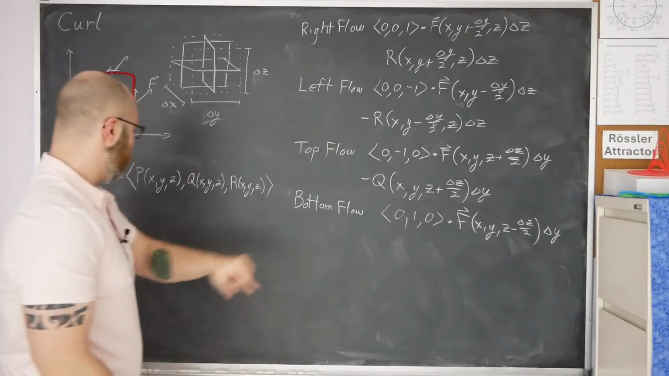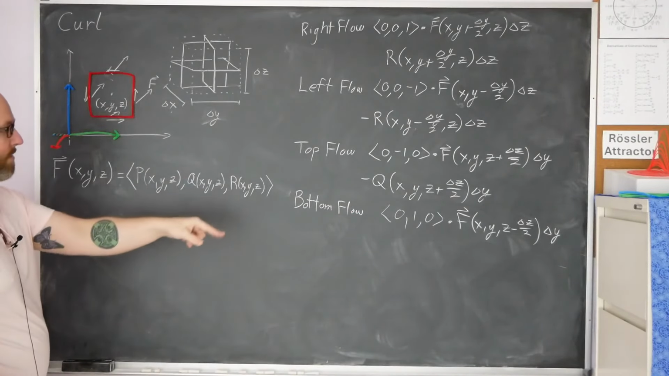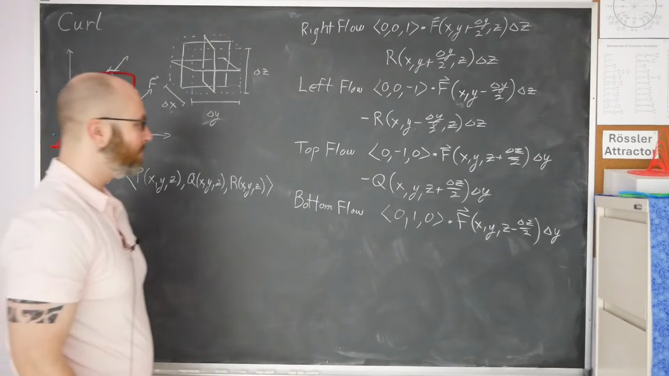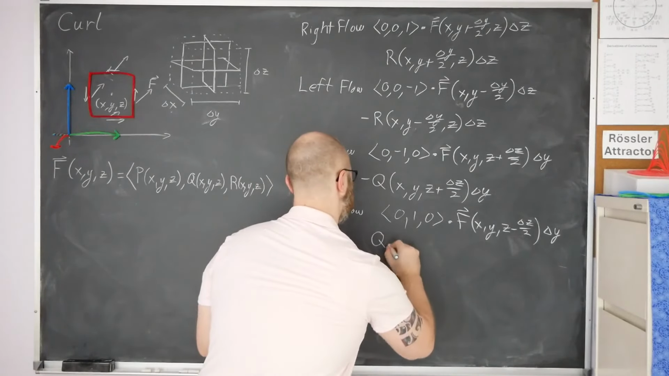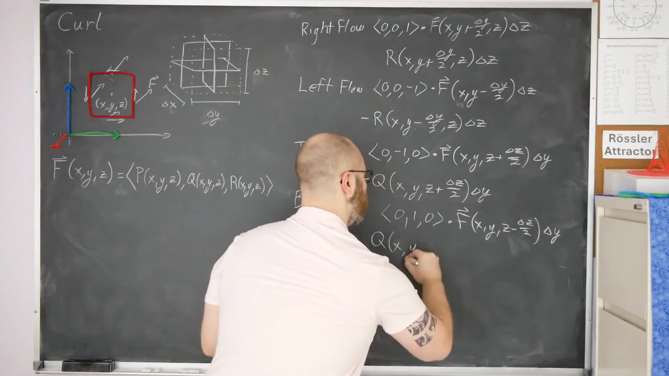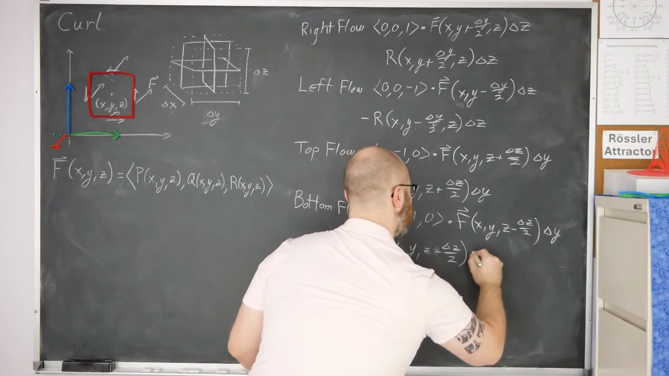All right, then compute that. 0, comma 1, comma 0 dot product just leaves us with Q in the middle. So we end up with Q of x, comma y, comma z, minus delta z over 2, all times delta y.